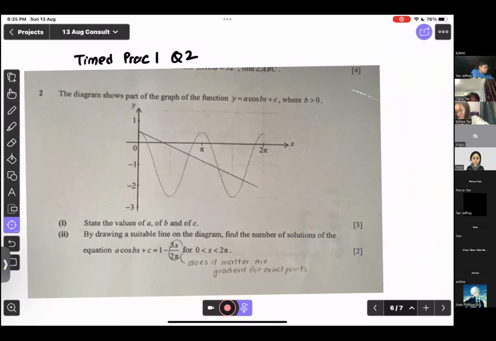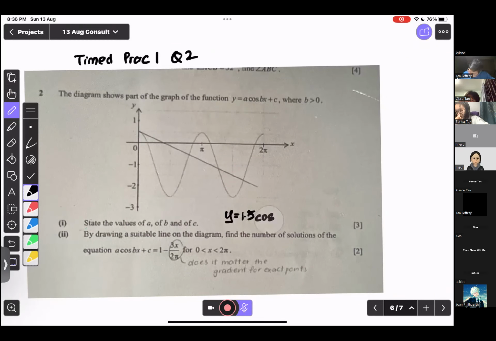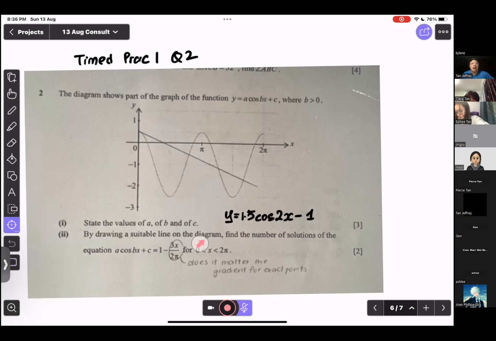Let me just retrieve the answers for 3 part 1. The answer is 1.5, 2, and negative 1. So the equation would be y equals 1.5 cosine 2x minus 1. Okay, so I want to draw a suitable line to the diagram, and I want to find the number of solutions for this. So this actually is a linear line.